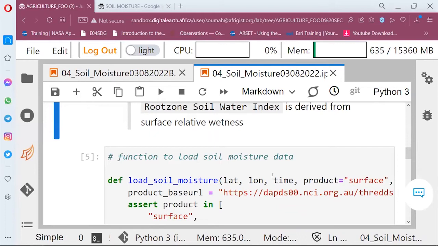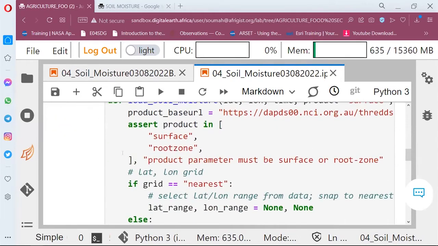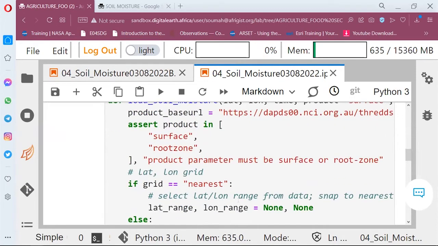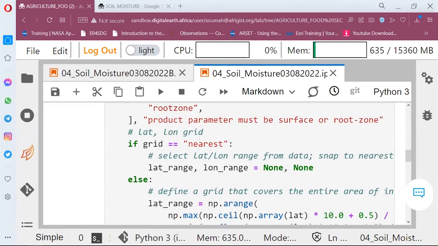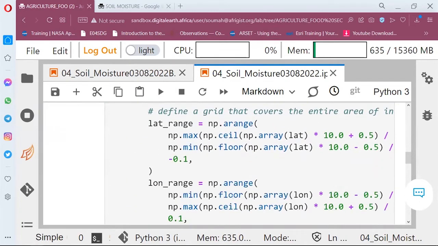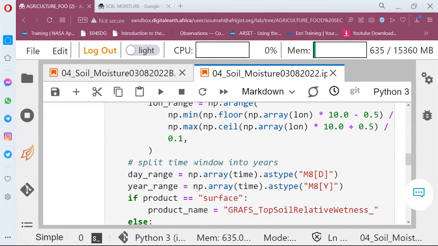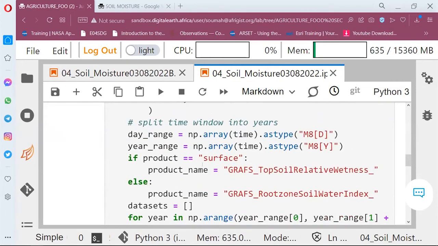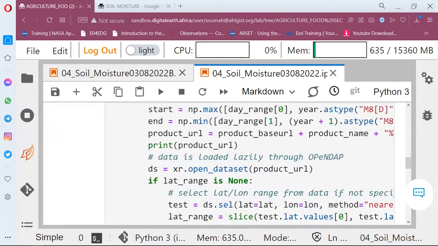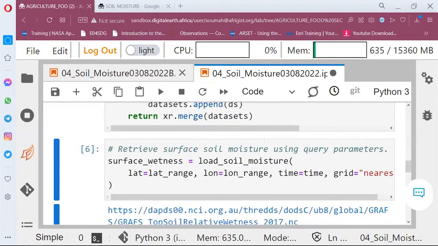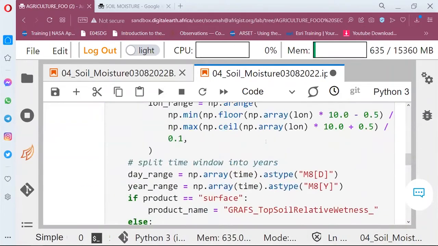With this function, we are going to load the soil moisture data. We define it with load soil moisture, defining the latitude, longitude, the time, and the product surface. We will use the grid with nearest for the resampling and those parameters that will be required for this analysis. We split the time window into years because we are considering the years. And we will execute this cell. The cell is executed.